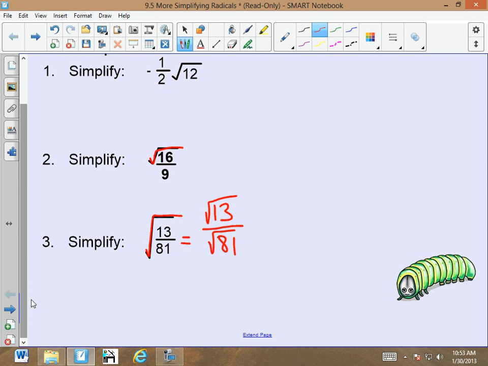Is 13 prime? Yes, it is. I know 13 is prime because when I go to try to factor tree it, can 1 go in the 13? Yes. 1 times 13 is 13. Are there any other numbers that go into 13 evenly? Nope. So only 1 and 13 go into 13. That means it's prime. I won't be able to do anything with this square root of 13. It's going to stay square root of 13.